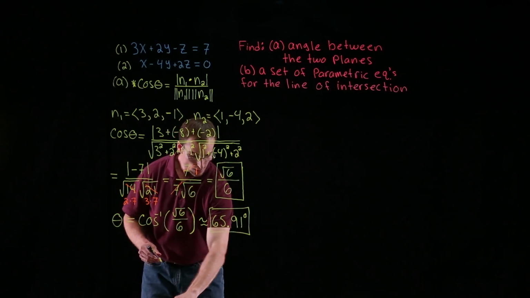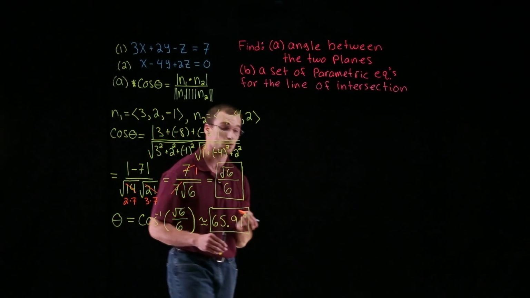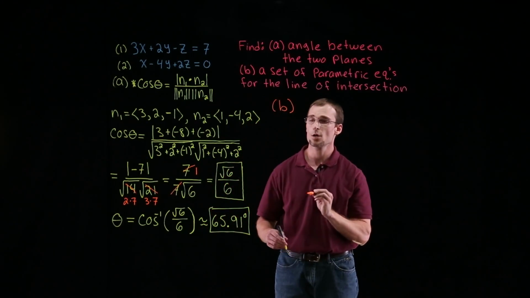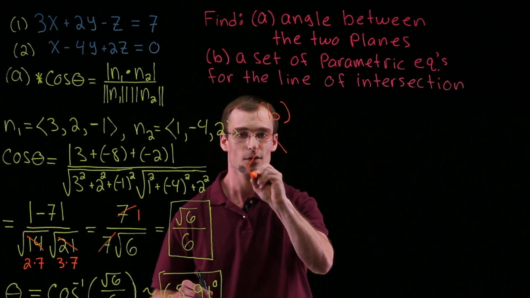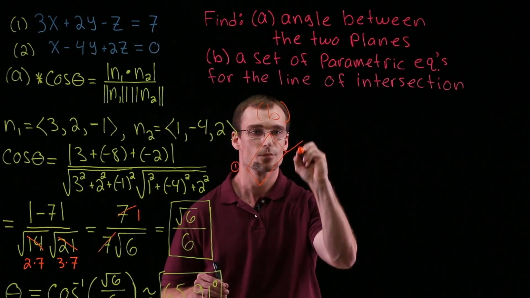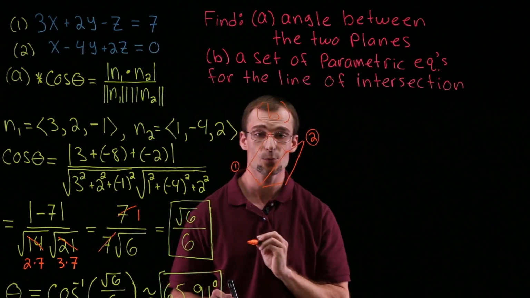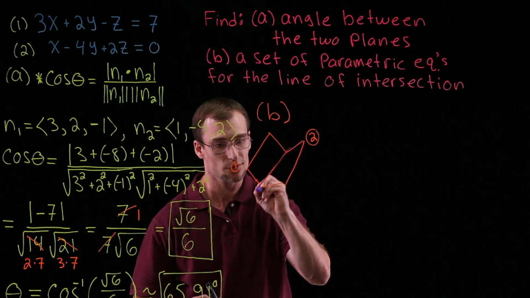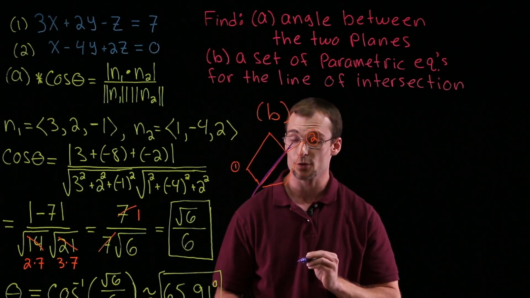So now for part B, we're going to find the set of parametric equations for the line of intersection of the two planes. To help us get the idea, we'll take a look at a little picture. So we have two planes, call it plane 1, and our second plane, call it plane 2. And what we want to do is find the line of intersection between our two planes, or the set of parametric equations of that.